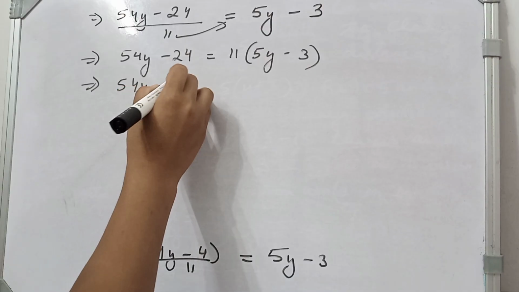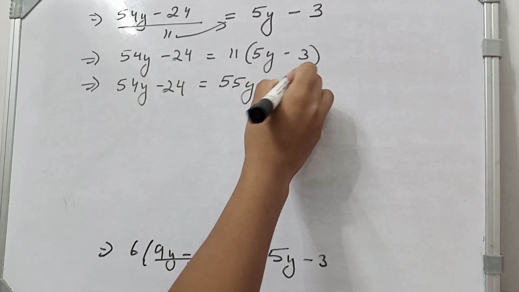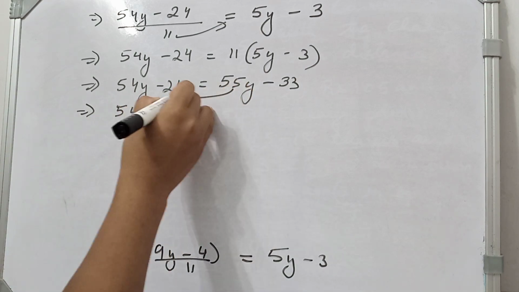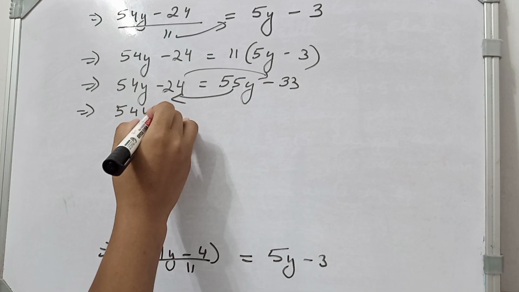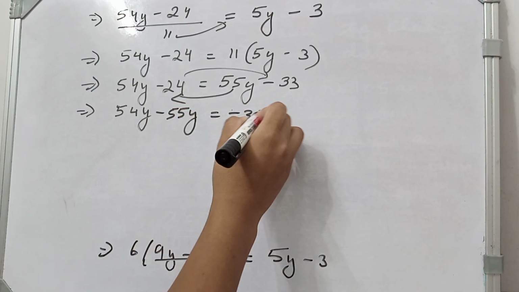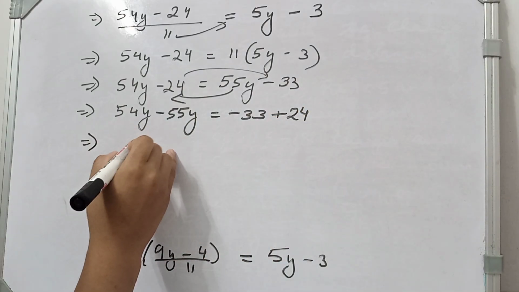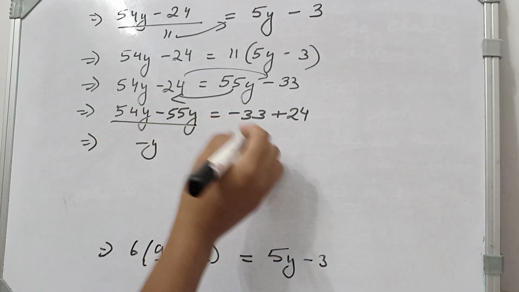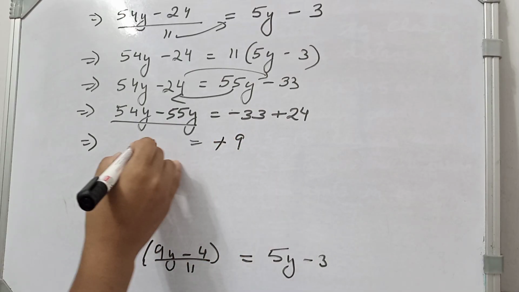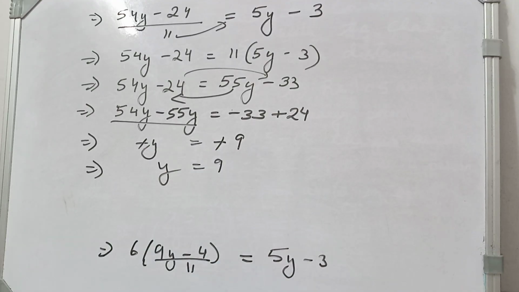We get 54y minus 24 is equal to 55y minus 33. Now 54y minus 55y on one side, and minus 33 plus 24 on the other. Okay, so we get minus y is equal to minus 9. The minus signs cancel. So y is equal to 9.